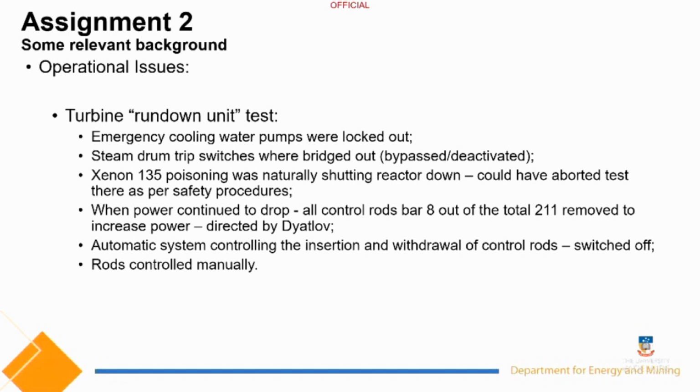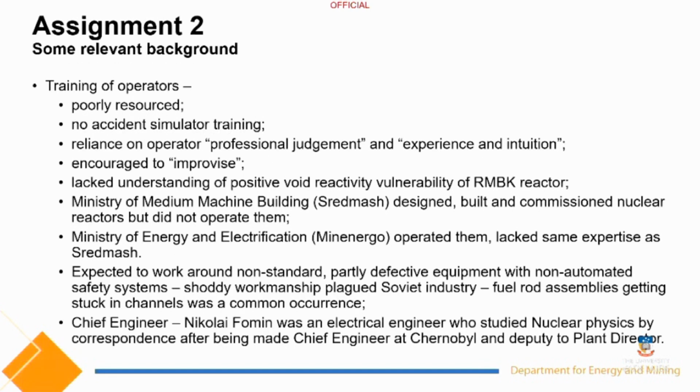Mind you, the reactor was being shut down, so normally it would have just shut down, they would have done the test, and it would have been quite safe. But because of the poisoning and it went below the level that they could actually do the test, they wanted to increase the power back up. And that's why Dyatlov instructed they start to remove as many rods as possible to overcome the xenon poisoning.